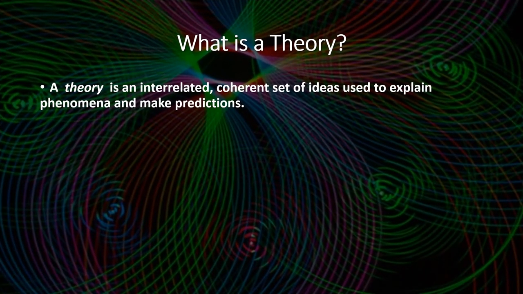I know you definitely know what the word theory means, but in psychology it's useful to have in our notes this very specific definition: a theory is an interrelated, coherent set of ideas to explain a phenomenon or make a prediction. So you have a theory about something.